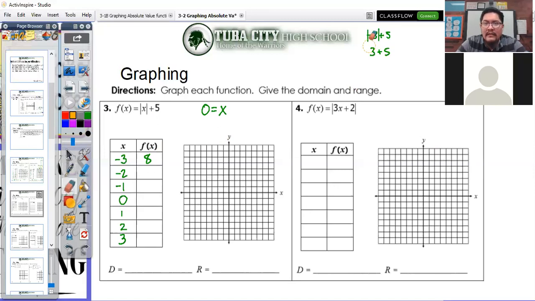So this is going to be -2. Oops, let me erase that a little bit better. So -2. But if I take the absolute value of it, I'm just going to get +2, and 2 plus 5 is 7. So I already know what the next one's going to be. Now time for -1. So let's put in -1 here. If I take the absolute value of -1, it's going to be +1. So 1 plus 5 would be 6.